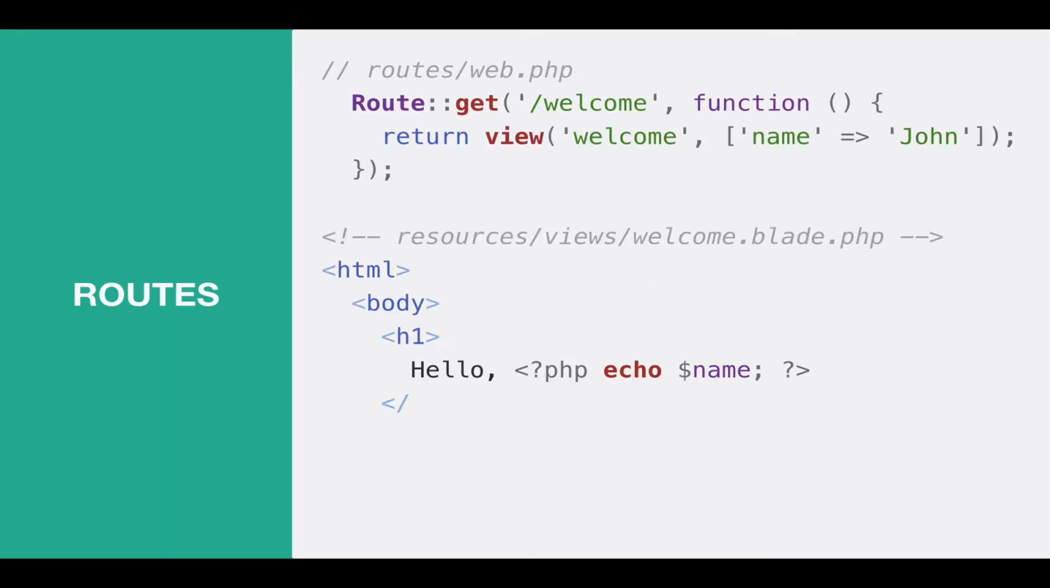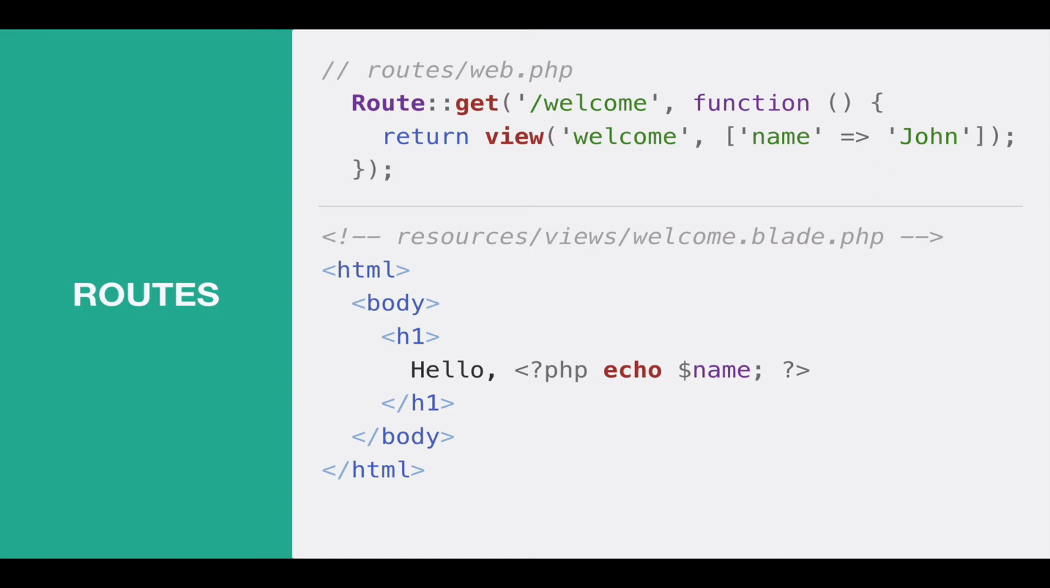So here's an example. Here we have our welcome route, and it's displaying our welcome view. We're passing in an associative array. It just has one item in it with a key of name and a value of John. Inside our welcome view, which is stored in resources/views/welcome.blade.php, we could use that variable just like any other PHP variable, and this will output John. If this was Ted, it would output Ted.